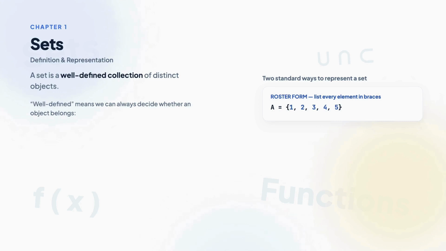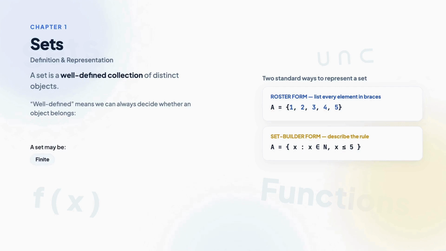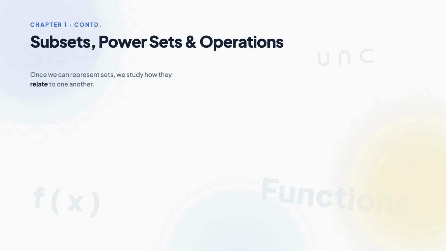The second method is the set builder form. Instead of listing every element, we describe the rule that all elements satisfy. This approach is especially useful when working with large or infinite sets because it provides a concise mathematical description. Sets themselves may be finite, containing a limited number of elements, infinite, containing endlessly many elements, or even empty, meaning they contain no elements at all.